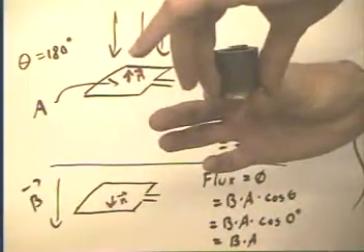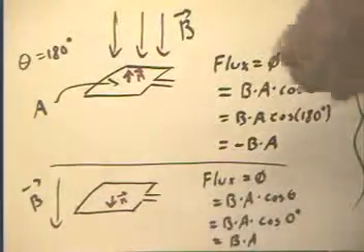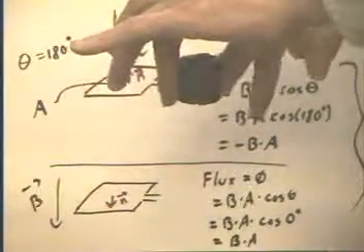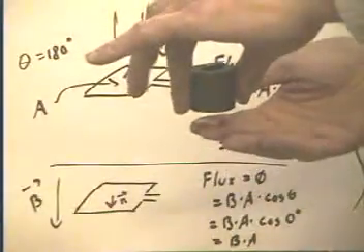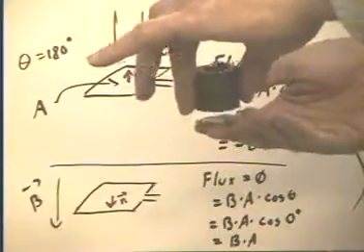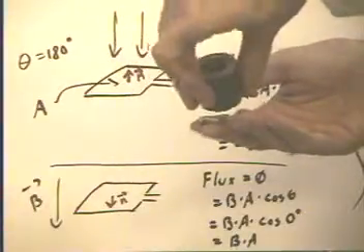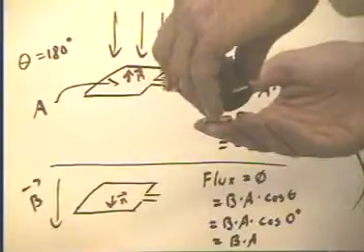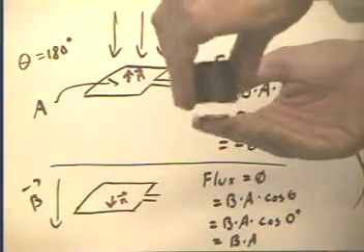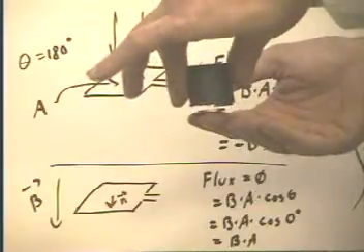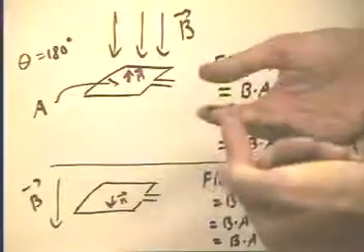Now the field of the magnet is acting straight down. When the magnet's like this, the field is coming out the ends, it's acting straight down here on this loop. If I rotate the magnet 180 degrees, the magnetic field has now reversed its direction. So where the magnetic field was down before, it's up now.